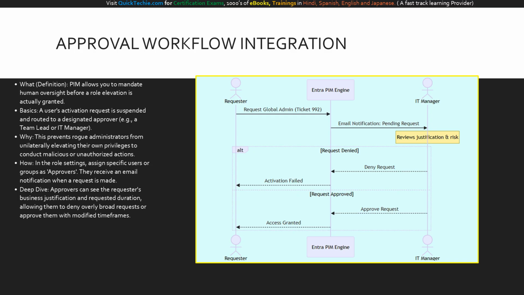PIM places the request in a holding pattern and fires an email notification to the IT manager, the designated approver. The approver takes time to review the justification against the organization's risk profile. We then reach a decision branch. If the approver denies the request, PIM informs the requester that activation failed, maintaining the security perimeter. If the approver validates the request, they signal PIM to proceed, and access is finally granted. This ensures a strict dual control mechanism for critical infrastructure.